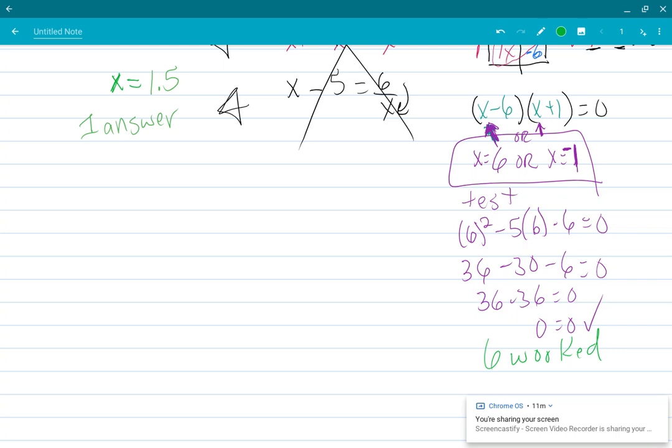All right. And the other number we tried was -1. So I'm going to put -1 in the parentheses. All right, this becomes 1 plus 5 minus 6. 6 minus 6 equals 0. 0 equals 0. That also worked. So -1 also worked.